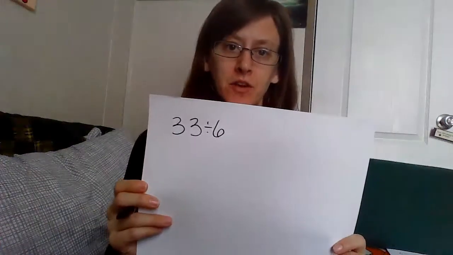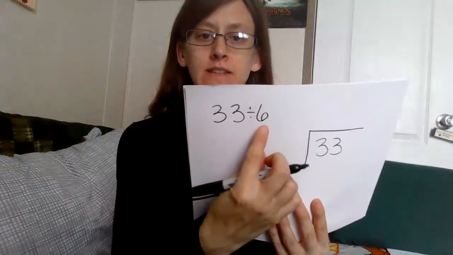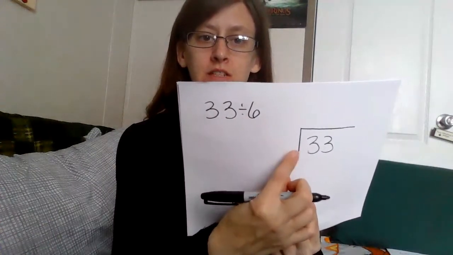All right, continuing our practice with long division, I have 33 divided by 6. So you're going to set up your house on your whiteboard or your paper. Our dividend is 33. That's going to go inside my house. The dividend is in. And then my divisor is 6. That's my driver. He's going to go outside. So I have 33 divided by 6.